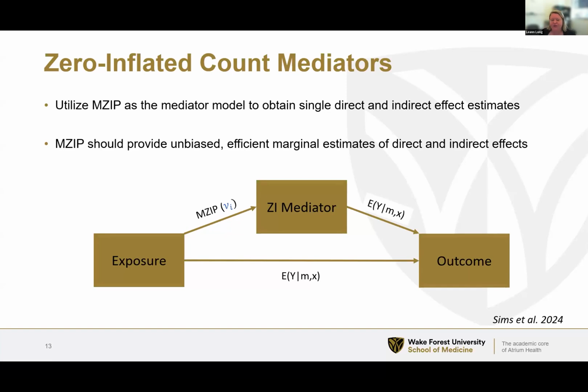So we're going to plug that into our mediation framework, and we're able to get single estimates of the direct and indirect effect. And what we're going to show is that we get unbiased and efficient estimates of those effects. And this is regardless of if you have a continuous outcome. We've done it for continuous, binary, and count outcomes. So that's what zero-inflated count mediation would look like with MZIP.